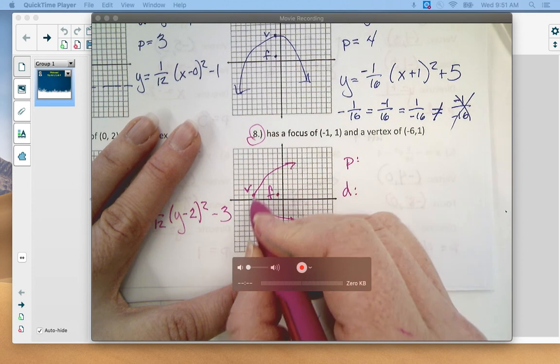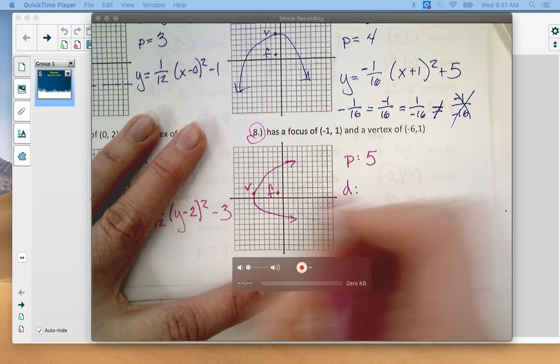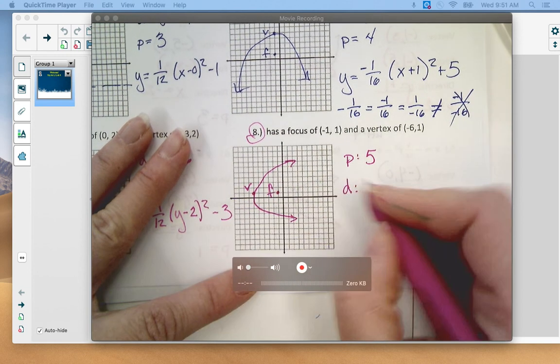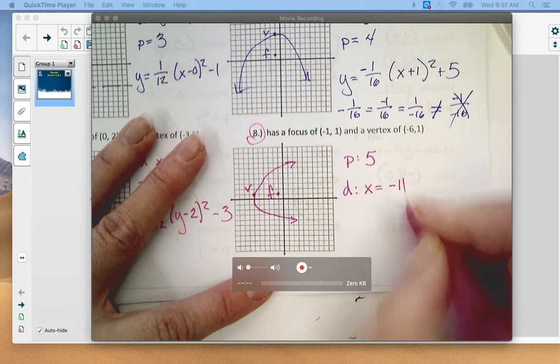Negative 1, 1, negative 6, 1. Your focal length would be, do we agree with 5? All right, so then your directrix, I move 5, continuing in the opposite direction. So it's going to be x is equal to negative 11.